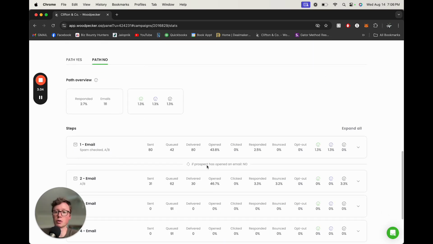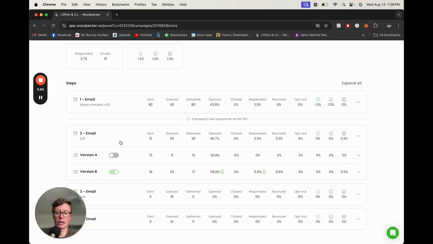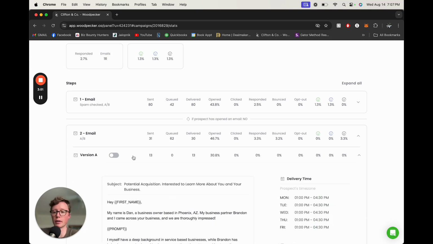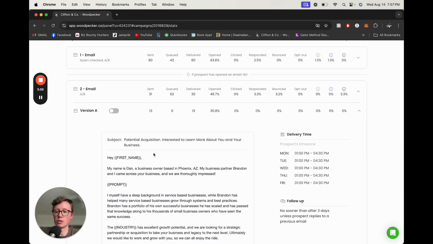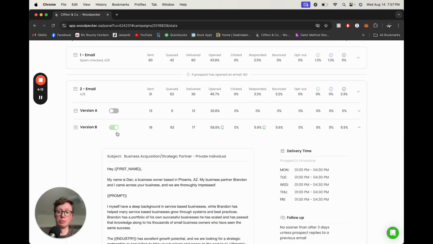Next, we'll go for the no side. So this one had a 46% open rate, which is quite high for the no path generally. This is a low total delivery campaign, so the results could be skewed, but it's still a good idea. So this subject line: potential acquisition, interested to learn more about you and your business. Just kind of potential acquisition, intrigued to learn more about them. I'm curious, I want to hear more of their story, so inquiring about them, and it's not always about me, can relay well. That one had 30.8%.